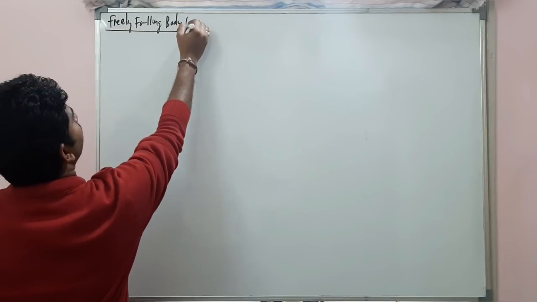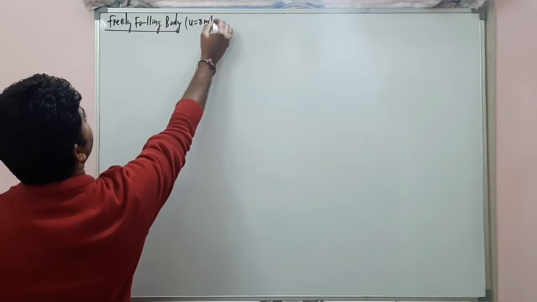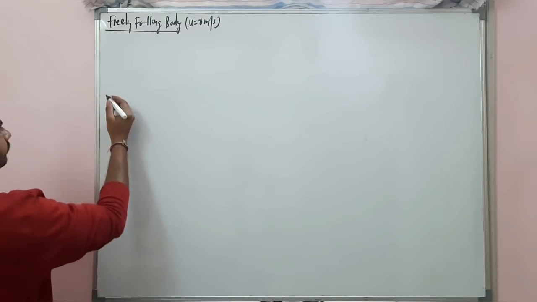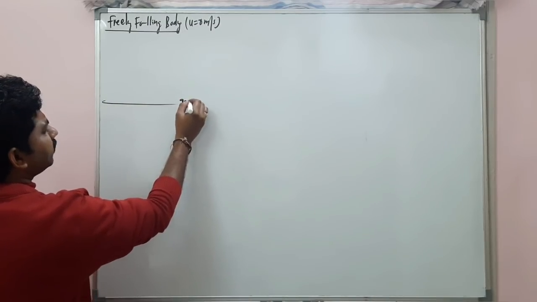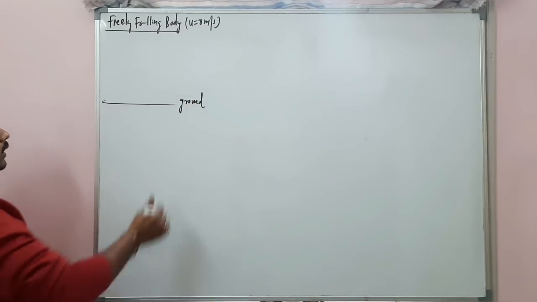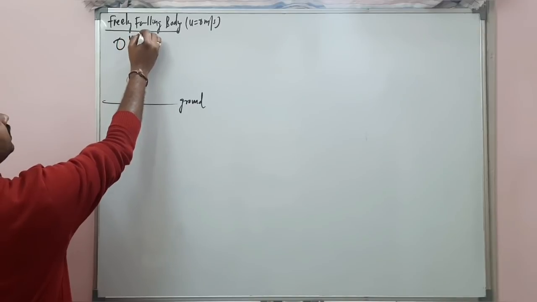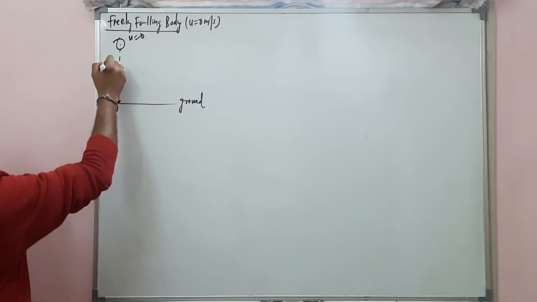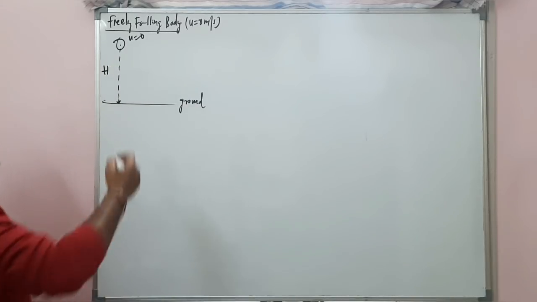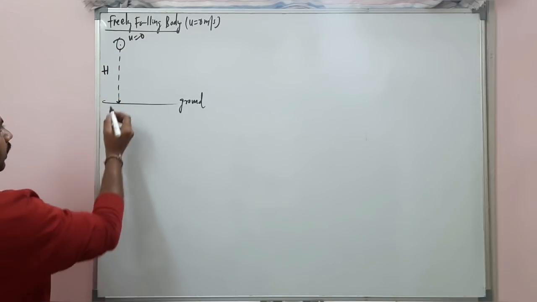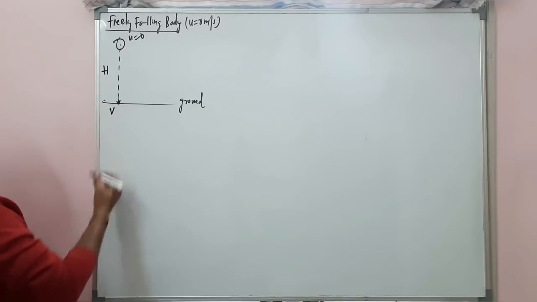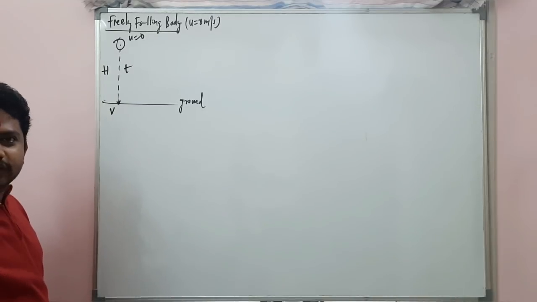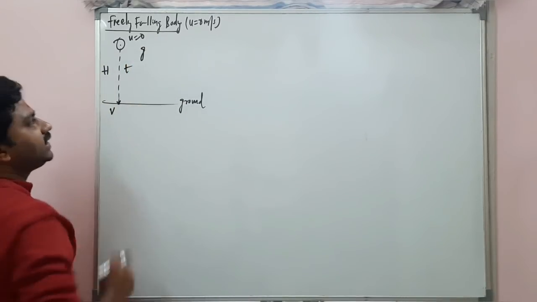Right? Freely falling body, immediately you should remember initial velocity is 0 meters per second. Now, let's start. So, this is the ground. A body is freely falling from here. It will reach a height h. That means from height h it is freely falling. The velocity before striking the ground is v, and the time taken to reach it is t, and it is freely falling under acceleration due to gravity g, right?